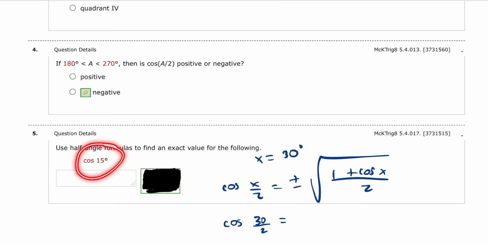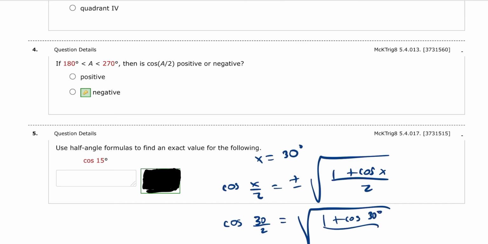all right, cosine of 15, that's in quadrant number 1. And cosine is positive in quadrant number 1. So we're going to use a positive. We get the square root of 1 plus cosine of 30 over 2. Cosine of 30 degrees is radical 3 over 2. So we got, I'm going to call 1 2 over 2, plus radical 3 over 2, over 2. I just changed 1 to be 2 over 2, which is the same thing.